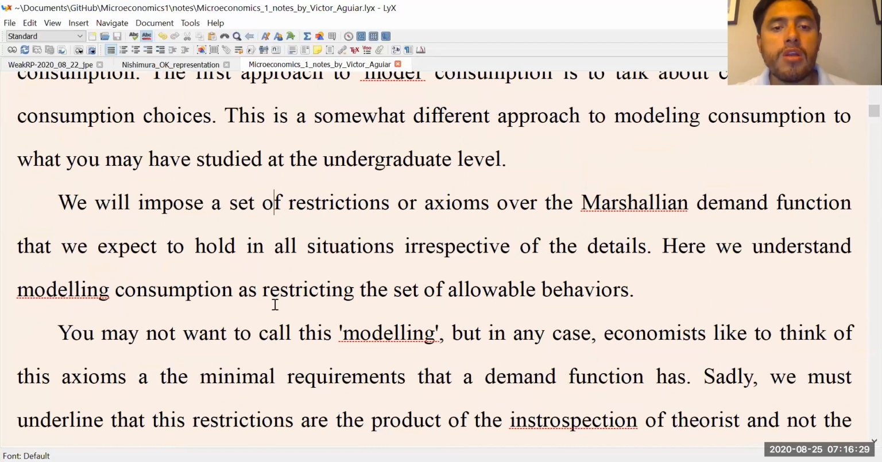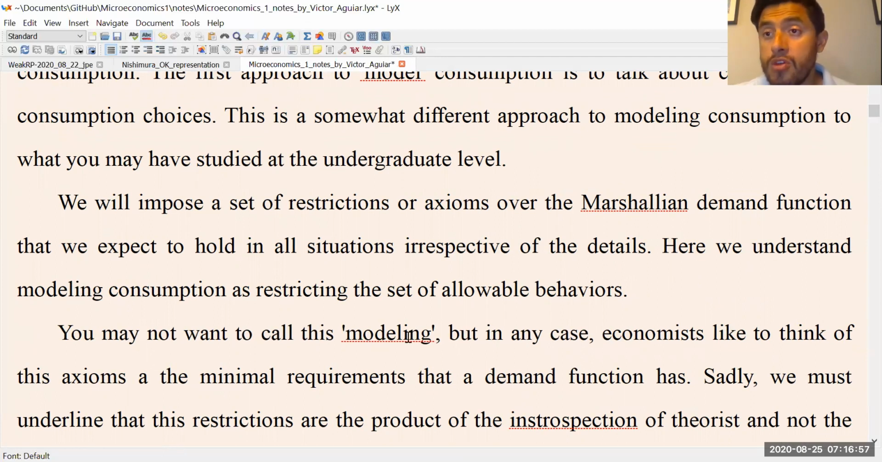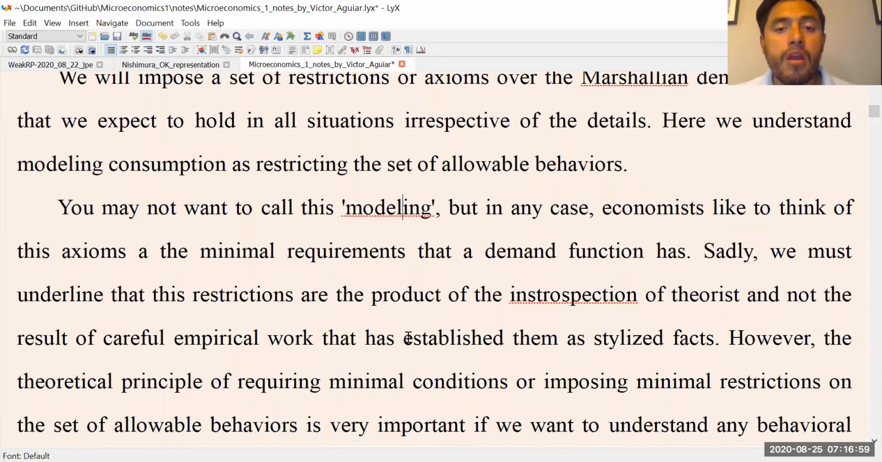That we expect to hold in all situations, irrespective of details. Okay, so rules of behavior have to hold in all situations, irrespective of details, okay? Here we understand modeling consumption basically as restricting the set of allowable behaviors. So how can you make scientific prediction? Well, you have to find patterns, right? So what we're doing now is trying to establish some patterns a priori, and then understanding what are the implications for demand behavior, right?